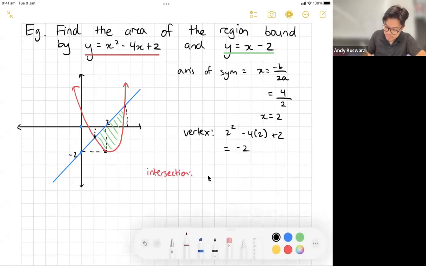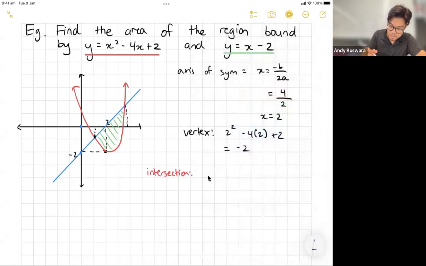So I've sketched it, that's my first step. Now I need to find my points of intersection, and let's let them equal each other. x squared minus 4x plus 2 equals 2x minus 2. Minus 2x from both sides gives me minus 6x, and then plus 4 equals 0.